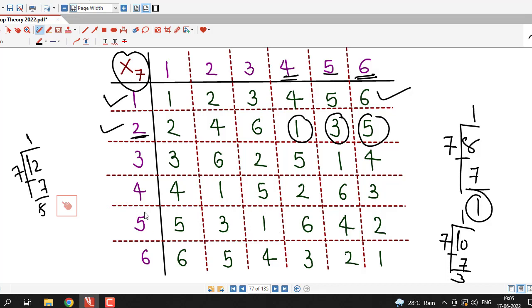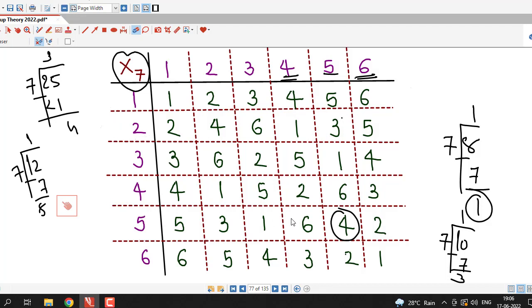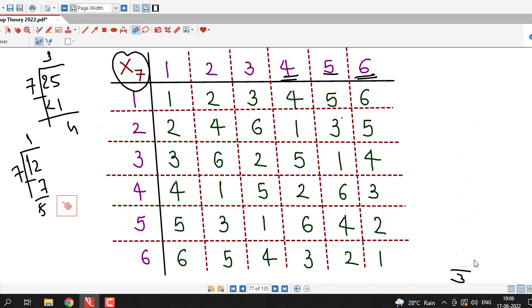For example, this 5 into 5, that is 25, so we have to find out the remainder when 25 is divided by 7. So we have 7 into 3 is 21, 25 minus 21 is 4, so here I have written 4. So in this way we have to prepare the composition table, and we have to write the entries systematically in the composition table. You don't have to show all these things, this is just for understanding.